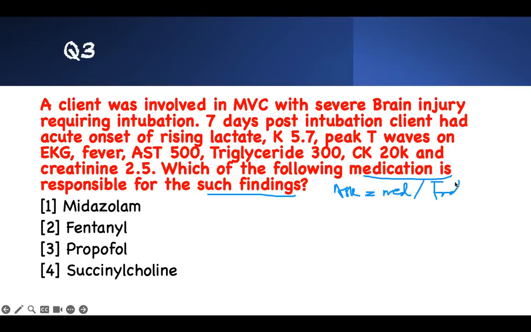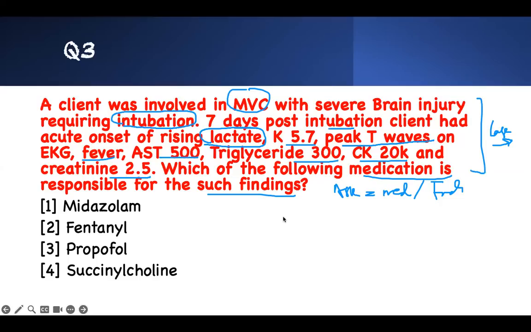What kind of findings? A client was involved in a motor vehicle collision with a severe brain injury requiring intubation. So the client was intubated. 7 days post-intubation, the client had acute onset of lactate rising. K is 5.7. There are peaked T waves. The patient has fever. He has AST elevated, triglyceride elevated, CK 20,000, and creatinine 2.5. This can be a full case for you, and it's content I want you to know in pharmacology.